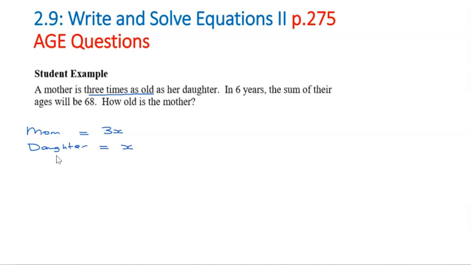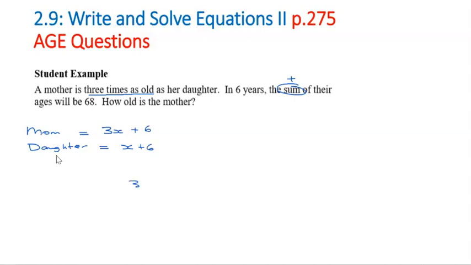Now the question is saying in 6 years, the sum of their ages will be 68. So we're going to be adding their ages together, but not for now, for 6 years from now. So what we need to do is add 6 to each of their ages before we go ahead and make the equation.